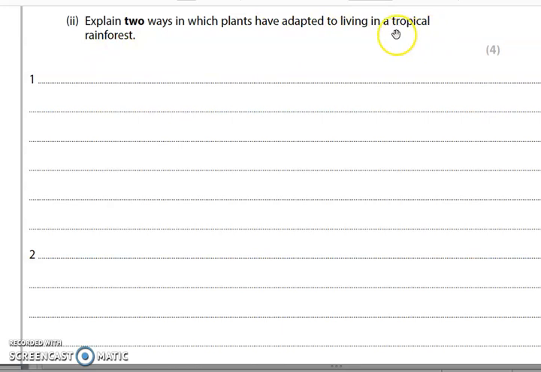So we don't want to be talking about anything to do with deciduous. It's got to relate to tropical rainforest. It's worth 4 marks, so you're looking at 2 marks for each of these. You're going to state an adaptation and then explain the reason why it helps. So for example, they may have some trees grow as emergents because, and say why they've done that. So 4 marks, 4 minutes, pause it now, have a go.